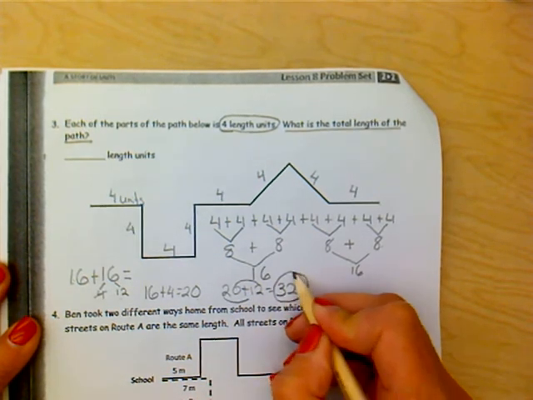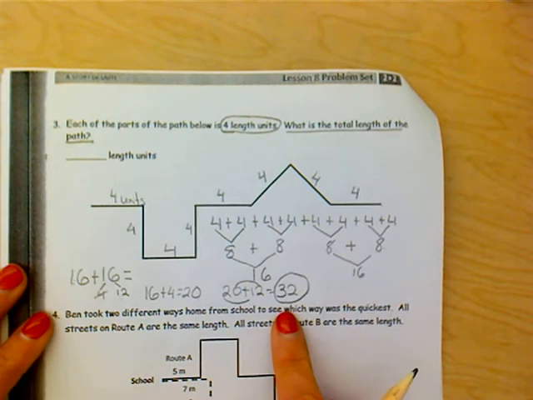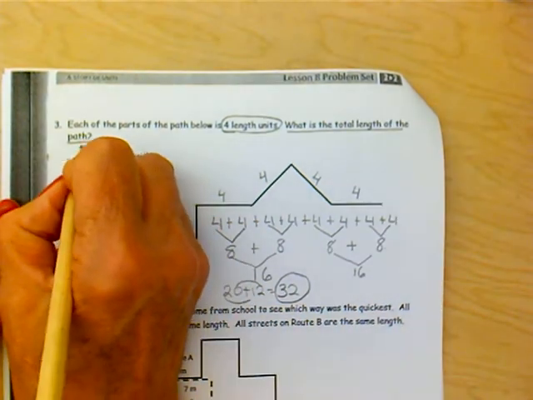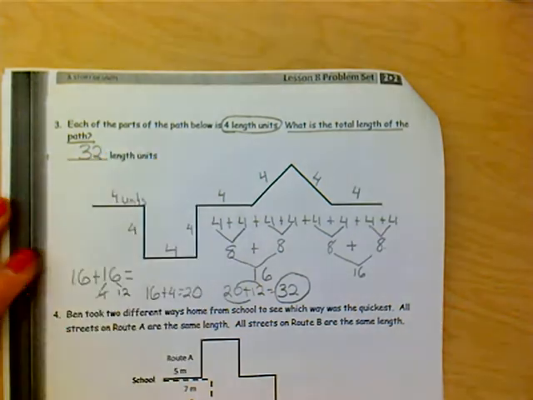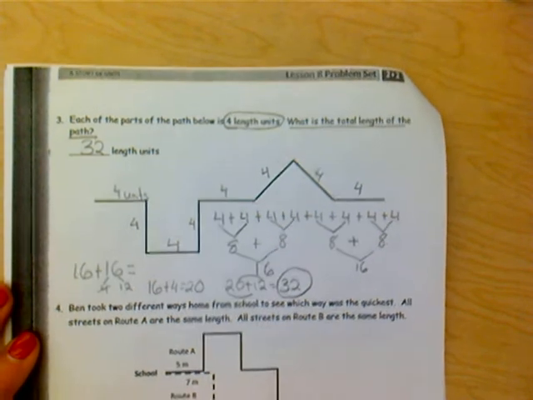And after a little bit of trial and moving myself forward with things that I know how to do already, I can come up with the fact that this pathway is equal to 32 units. It is equal to 32 units. All right, so we are going to only do part of this problem.